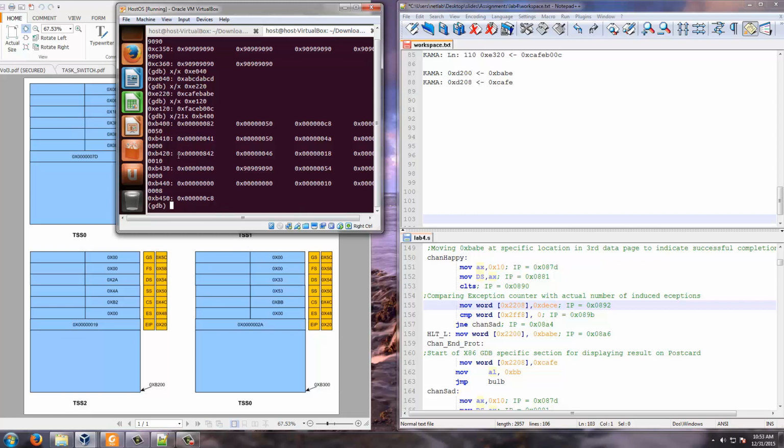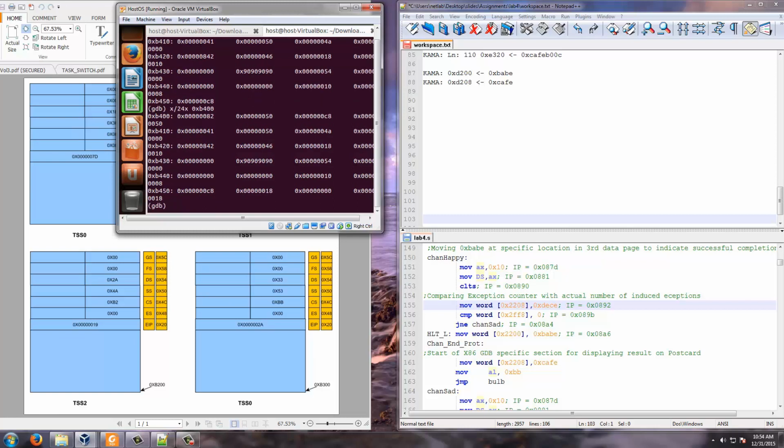Please note that your EIP, which was B420, is now 842, because it started executing at 800 and this is 842. Your B440, 48 is 10, your ES is 10, your CS is 8, and your SS is C8, and so on.